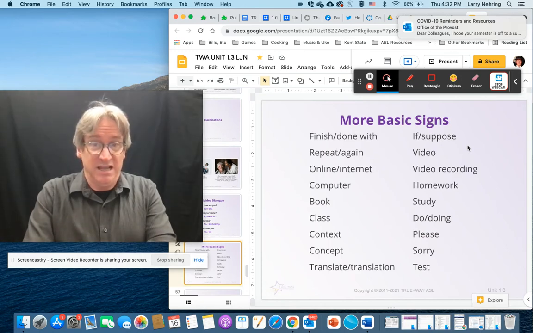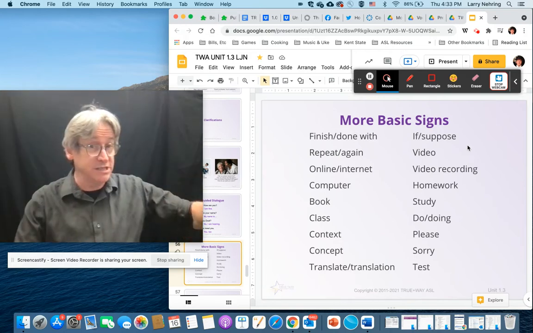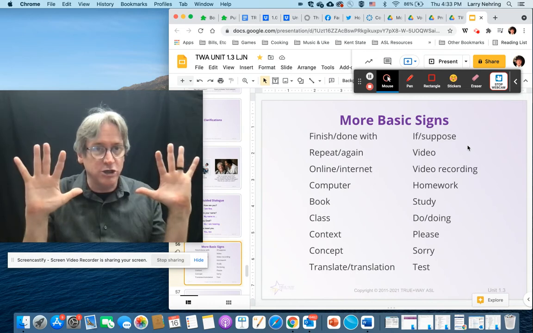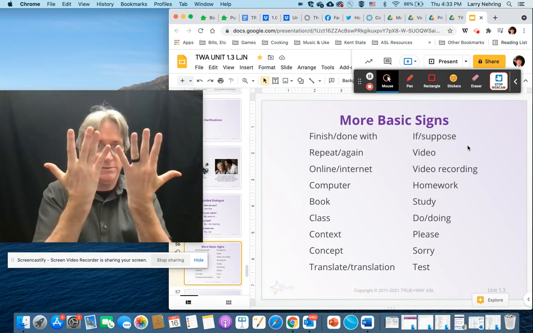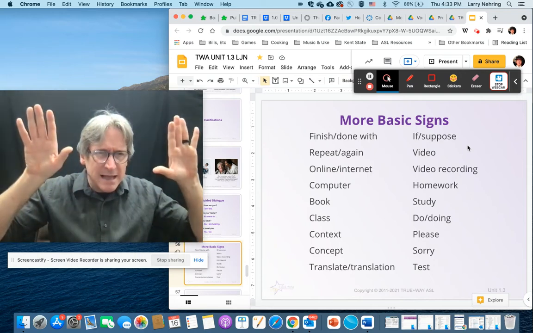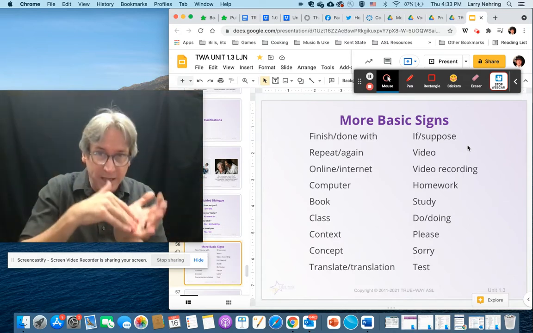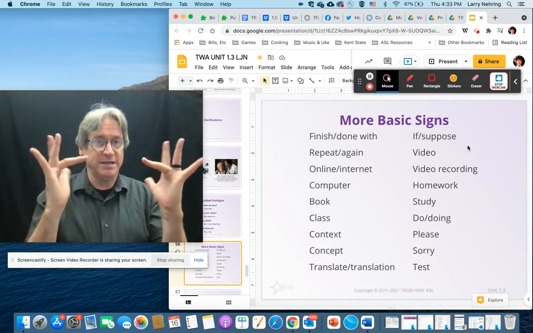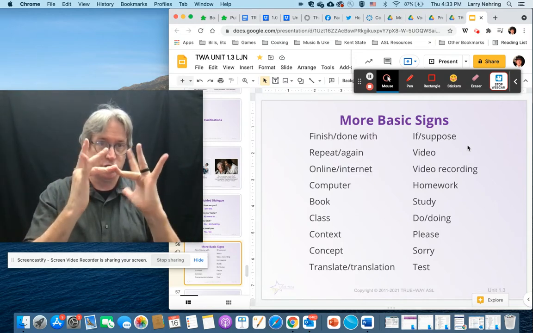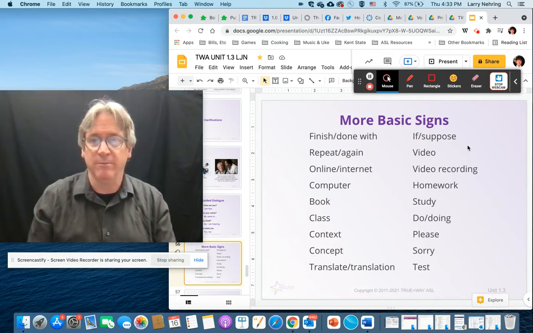Now we get into this list of vocab that will be introduced, but look over these and then you'll see them in the videos. Finish. It's like peekaboo. You don't want to do it down. It's palm forward. It's from, what was that movie, Pan's Labyrinth, where the guy's got the eyes in his hands. So finish. We know repeat. Online and internet, we take the middle finger down, the internal one, and we connect it like wires. That's internet, or networking. That's where it originally came from.